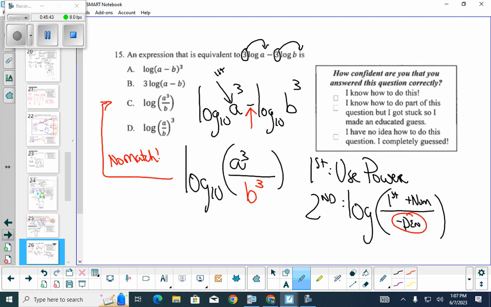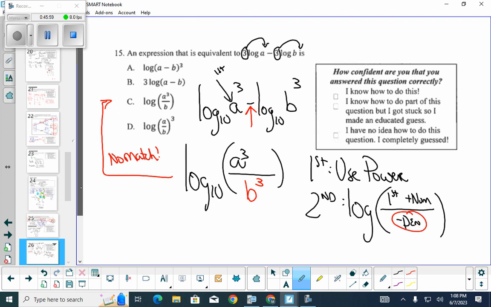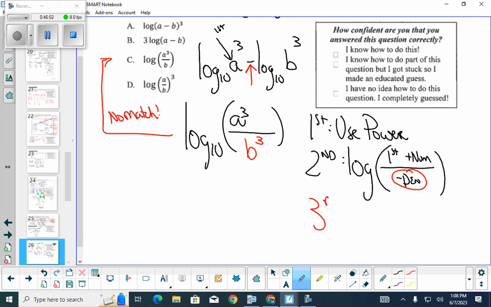So what often happens is, there's nothing wrong with that answer, by the way. That answer, if this was a short answer question and you did that, you get 100%. But as a multiple choice question, we have to keep going. So usually what happens now as a third step is we're going to use exponent laws to simplify. So what we would do with this.